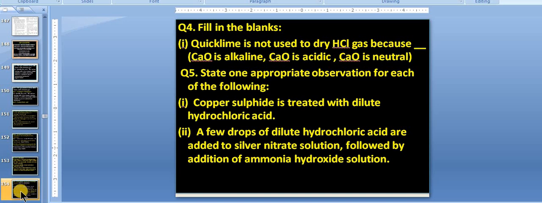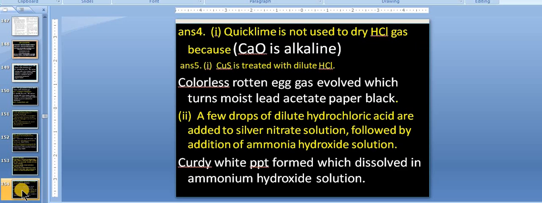Please see on the screen. Now answers will be flashed there. Just check it out: the curdy white precipitate which dissolves in ammonium hydroxide. Sometimes some students are not writing this second part, leading to loss of marks. Please be careful about that. Okay, moist lead acetate paper turning black means hydrogen sulfide gas, which is colorless and has a rotten egg smell.